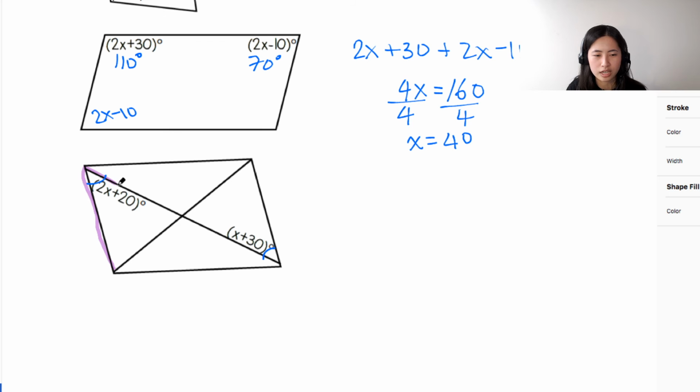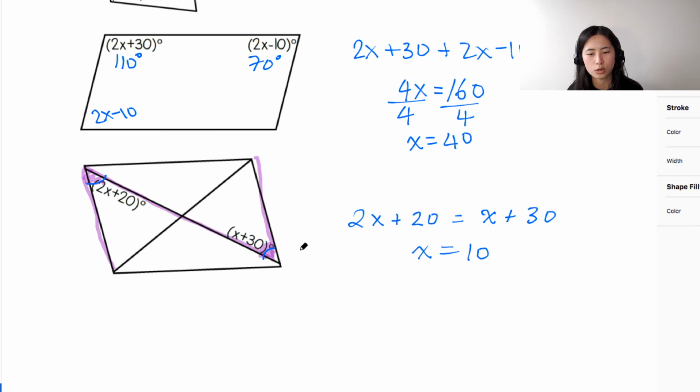You have this over here, this and this, right? Can you guys see the Z pattern? So basically this and this over here, because they're alternate, you can actually say that they're equal to one another, right? They're congruent. So you have 2x plus 20, that's equal to x plus 30, degrees. So 2x minus x, that's x, and you have 30 minus 20, that's equal to 10. Okay, great. So they're angles, right? So you know that x is equal to 10, so this is 40 degrees. And if you know that this is 40 degrees, therefore 10 times 2 is 20 plus 20, that's 40 degrees.